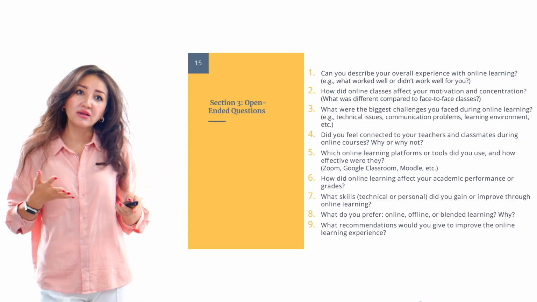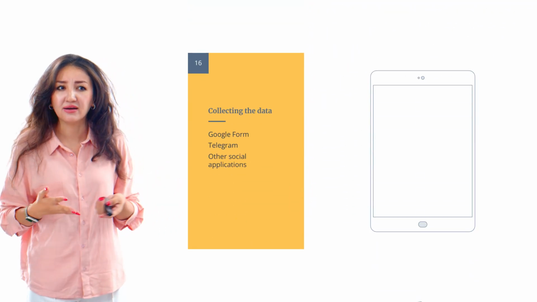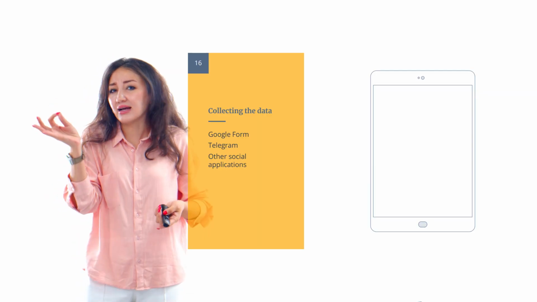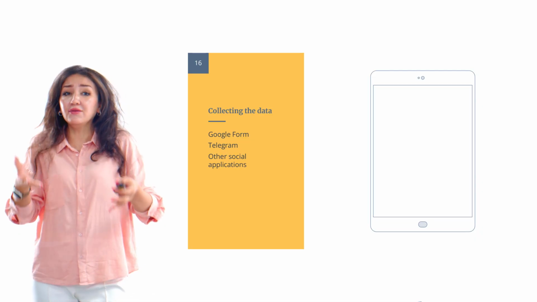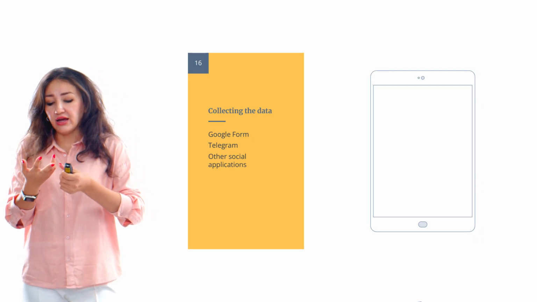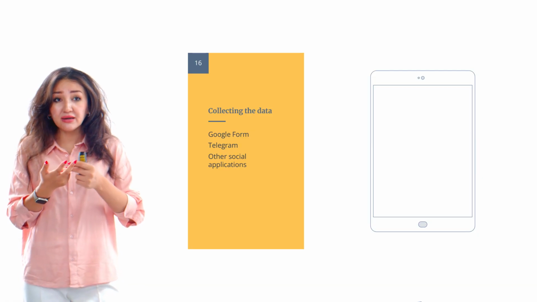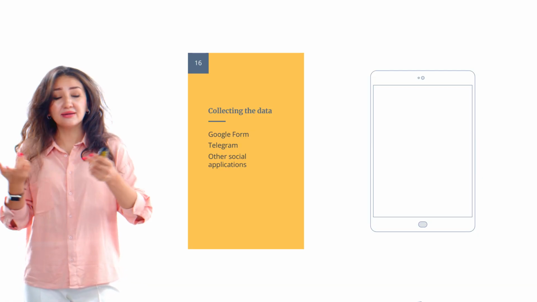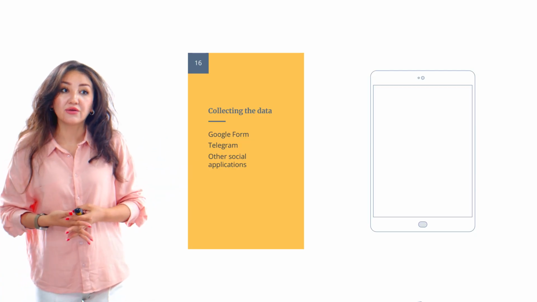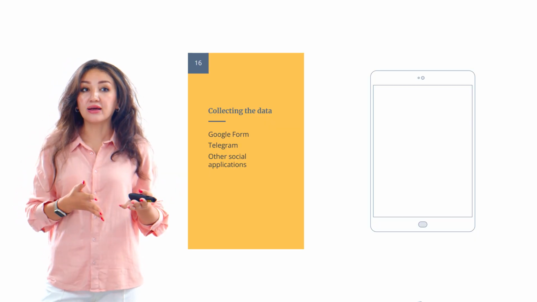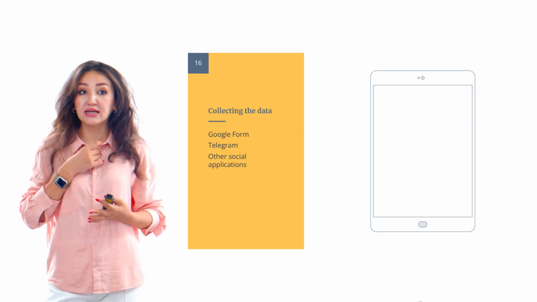So mainly in qualitative cases, we will have just 3 sections, and you don't need to make it 4 sections. If you want, you can, but initially we have introduction, background, and the third one is open-ended. That's enough. How do you collect the data? You can collect the data through Google Forms. There is a section for this.